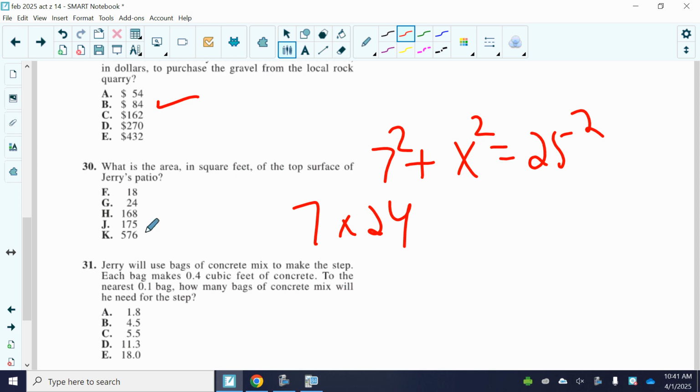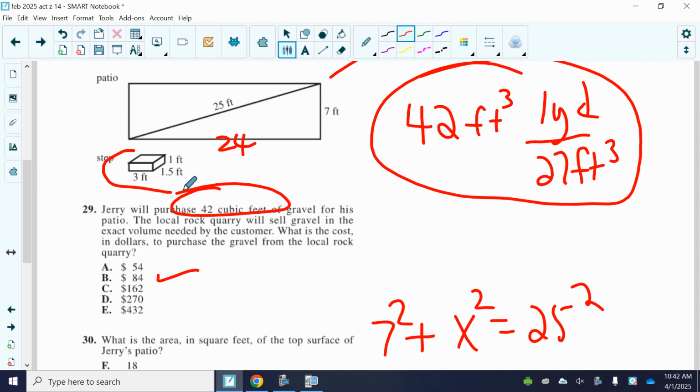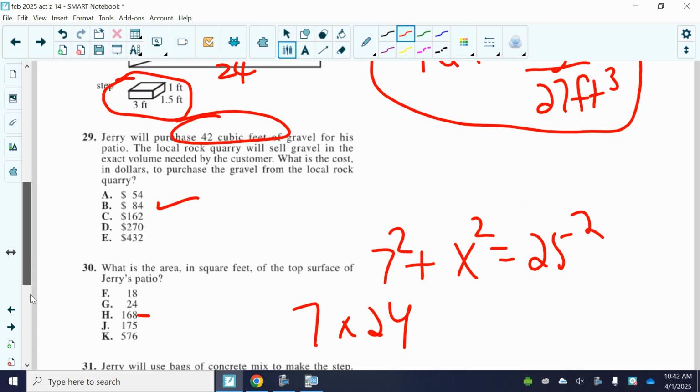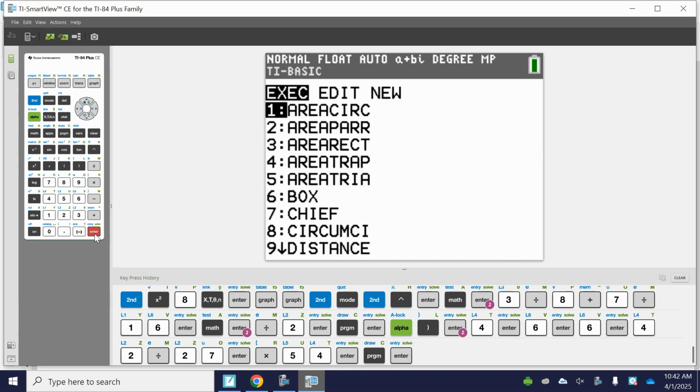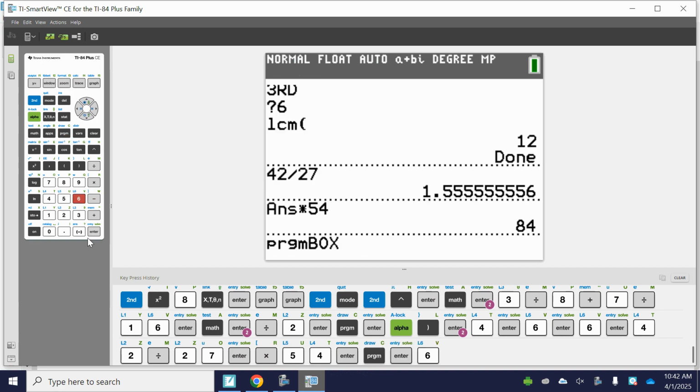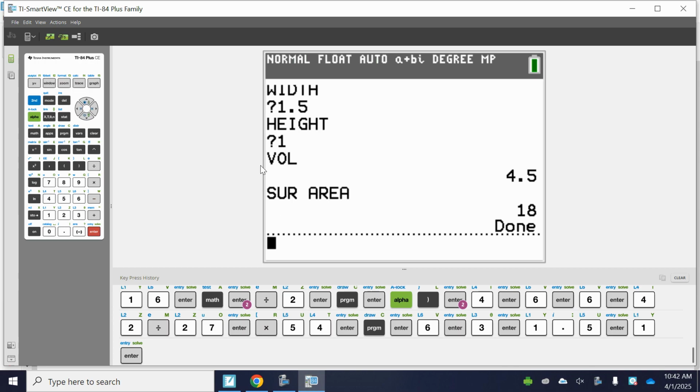Huh? And then you can use the box program if you need it. I need to, each bag makes 0.4 cubic feet. So to make this step, what's the volume? Y'all know this formula. It's length times width times height. But if you don't, I have a box program that does it for you. And all it does is you enter the length, width, and height. I know it doesn't matter which order they're in. So the volume of the step is 4.5.